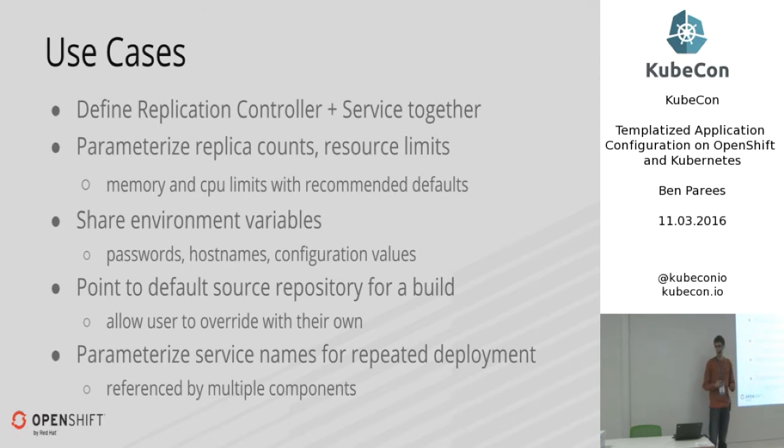So what kinds of use cases do we use these templates for? As I mentioned, defining the replication controller and the service together so that the service is selecting on the things created by the replication controller, the right pods. We wanted to parameterize things like replication counts or memory limits so that, again, based on how you're deploying it, you can set the configuration appropriately.